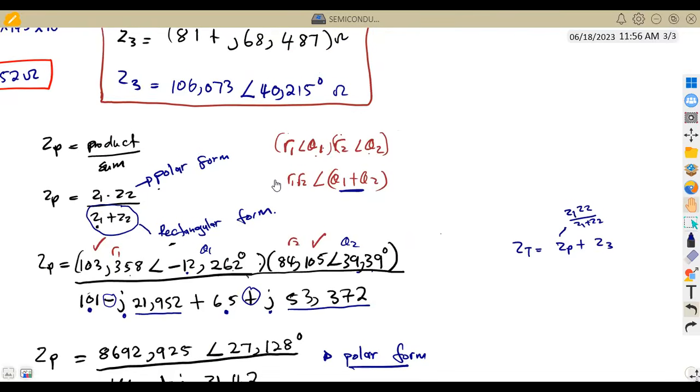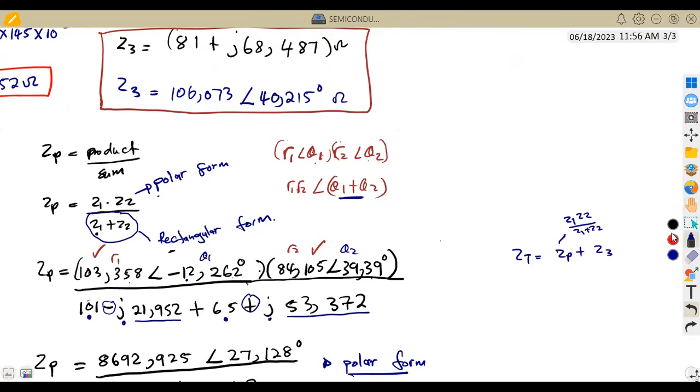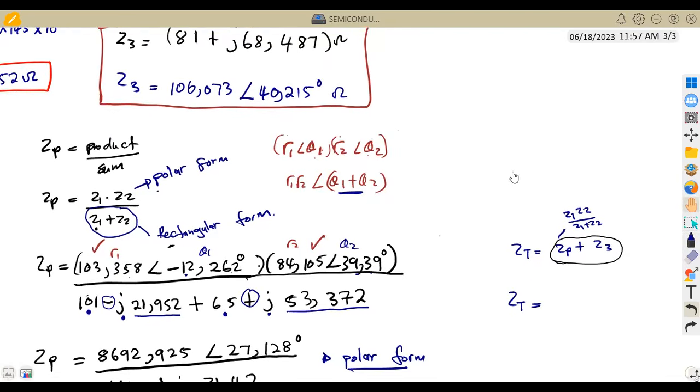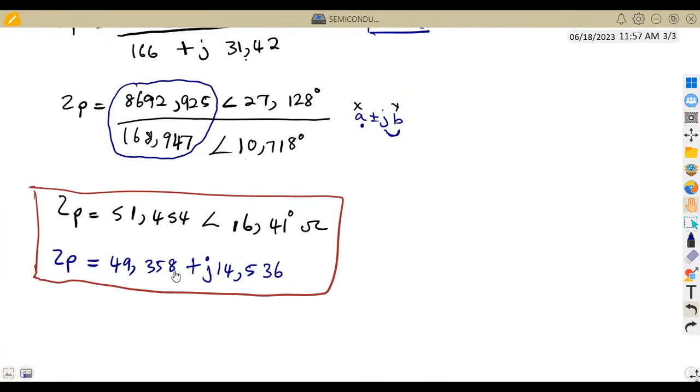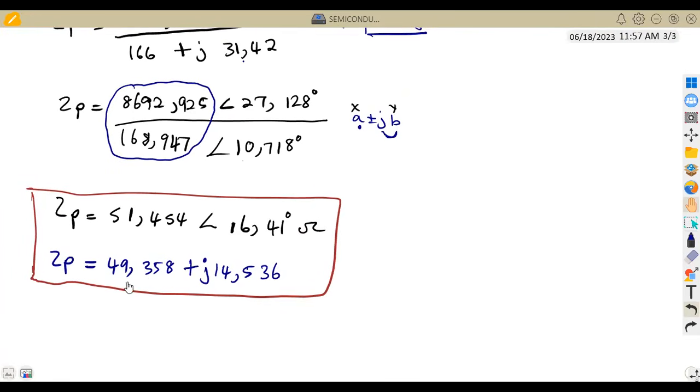So when we calculated, what is best here? You are adding in this case. Whenever I talk about addition, it's best for you to add in rectangular form. So you are going to use these in rectangular form: your parallel combination, which is your ZP. Remember, we've got two answers here, in rectangular and in polar form. So you're going to take the one in rectangular form, that is 49.358. This part is the one that you're going to take.